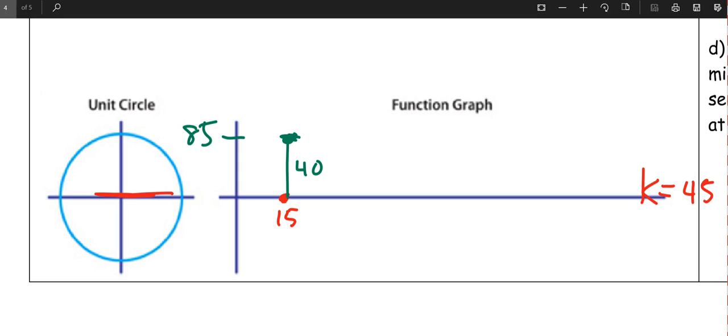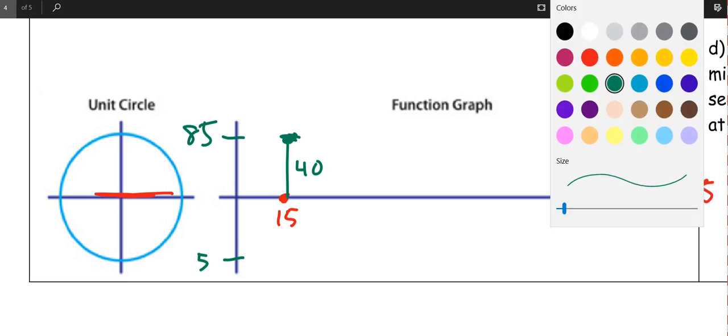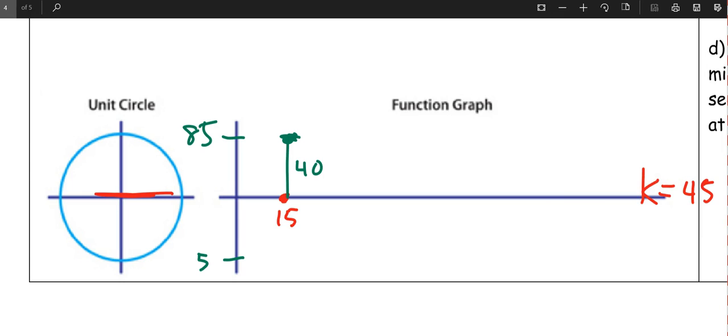Right. Anybody know where the bottom is? Positive 5. That's true, because if you go 40 units below 45, you get to 5. Okay? Now, how far to the right will you be traveling before you find a place where it starts over again? 120 seconds.